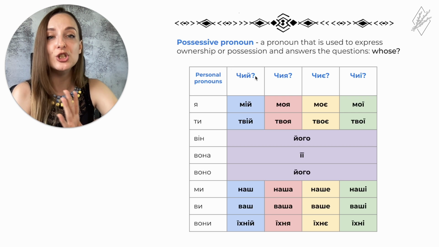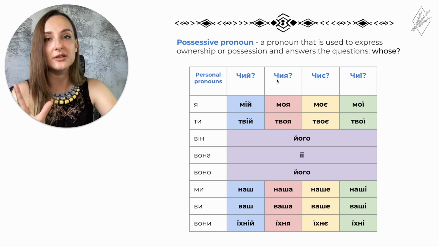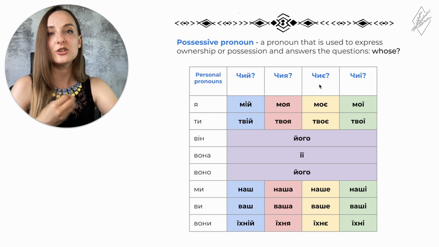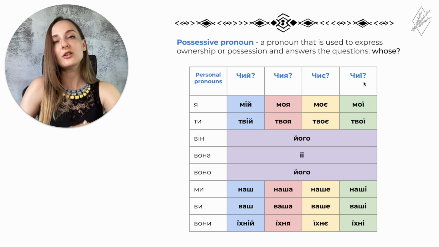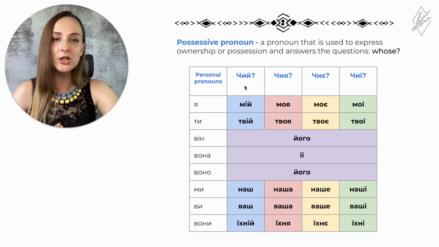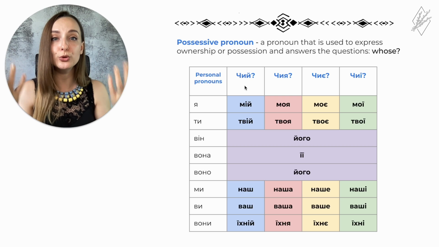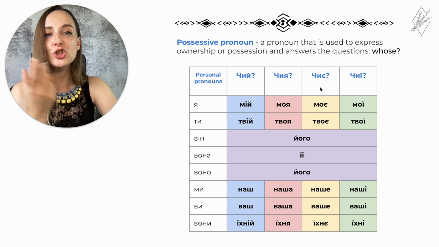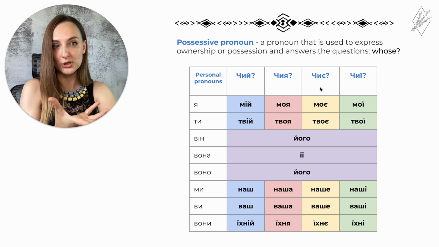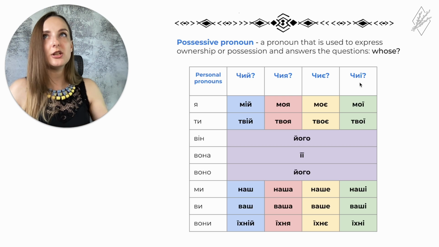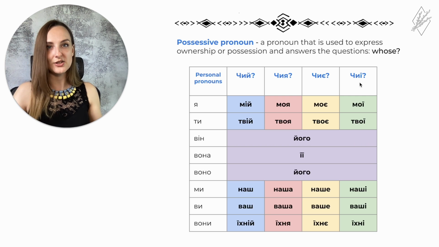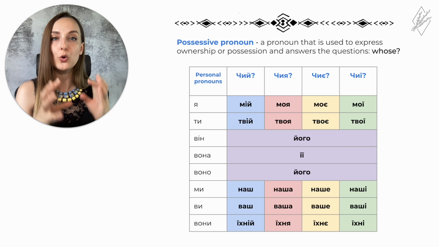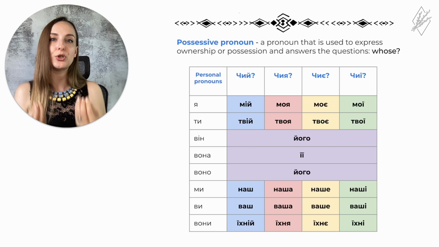Then it will sound like чий. If the object is feminine, then we will use the feminine form чия. If it's neuter, чиє. If plural, чиї. Чий, for example, чий будинок. Чия автівка. Чиє дзеркало, neuter. And plural, чиї друзі. Whose friends, right? So depending on the gender and number of the object, we change the question word itself.